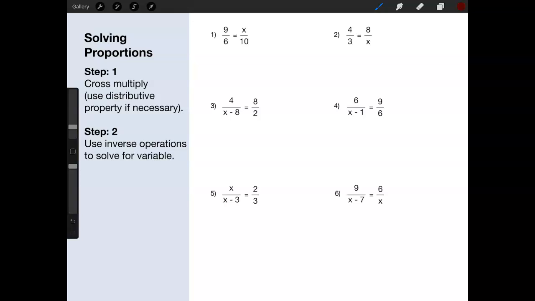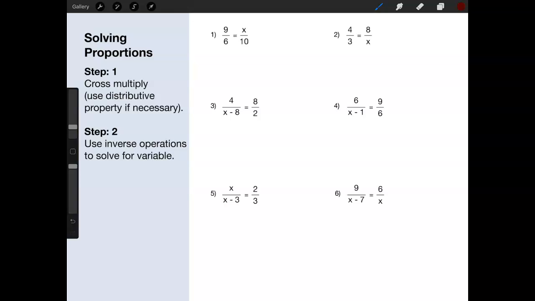When solving proportions, we only have a couple of steps. Step one is to cross multiply and use the distributive property if necessary. Step two is to use inverse operations to solve for the variable. I have 6 examples to help illustrate.